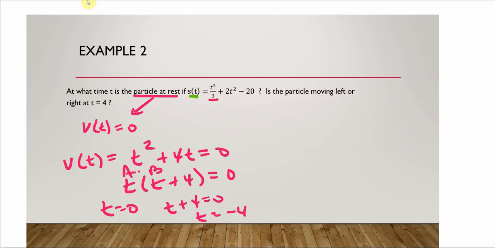Okay? Now, is the particle moving left or right at t equals 4? So we already have the velocity function. The velocity function is t squared plus 4t. So now what I'm going to do is insert a 4.